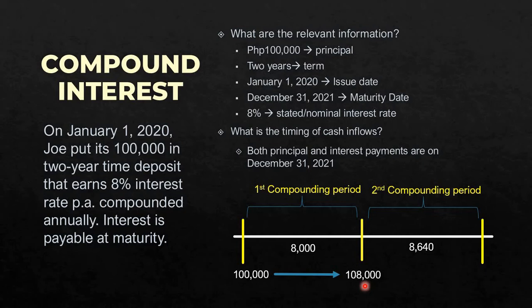So, magkano na ang ating value ng time deposit at the end of the second year? So, syempre, yan yung 108,000 pesos plus the interest of 8,640 pesos. So, ang value na niya is 116,640 pesos. So, in time value of money, meron tayong two terms na ginagamit, which are the present value and future value. So, pag sinabi natin present value, yun yung value niya syempre at the present date. Then, yung future value, yun syempre yung value in the future.